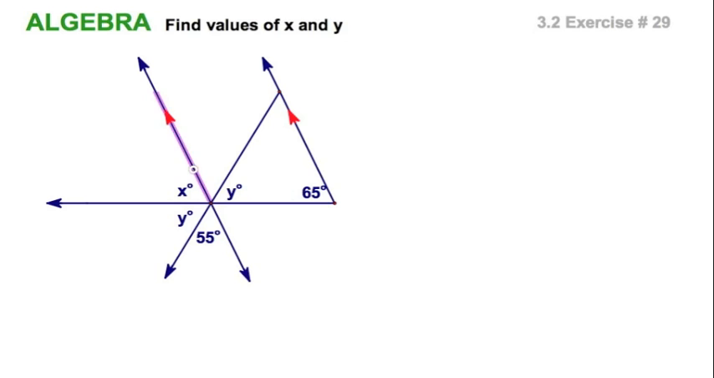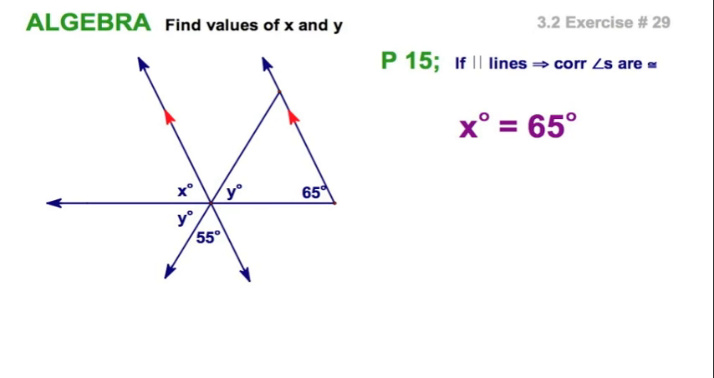All right, let's get started on this one. I've got parallel lines right here, and that means I've got a special relationship there. Yes, those two are, of course, corresponding angles. And that means x is 65 degrees. So now I've got to do something a little bit different. I've got to find y.